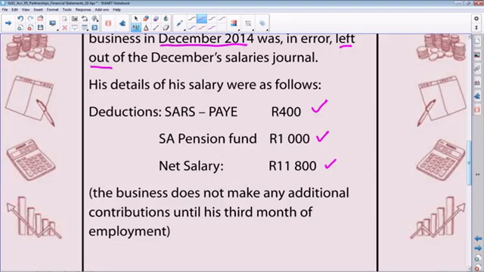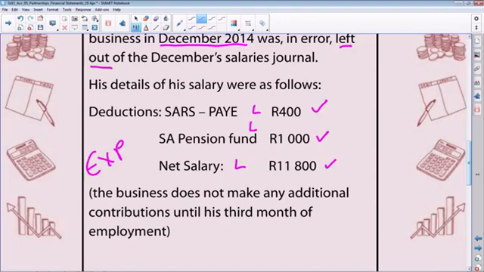Right, now how does this adjustment affect our net profit? Remember what I said earlier on: net profit is calculated as income minus expenses. So we're now dealing with an additional expense that was left out of this calculation, and we need to bring this into account. But if I look at the information given to me, SARS PAYE is a liability, pension fund is a liability, net salary is also a liability. Net salary, remember from last year, represents your creditors for salary.